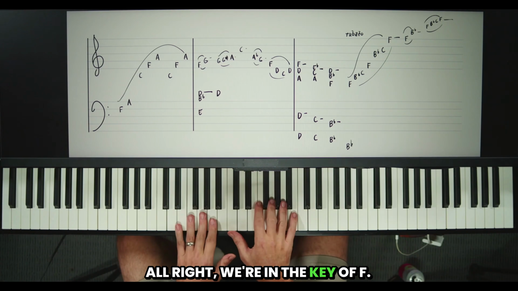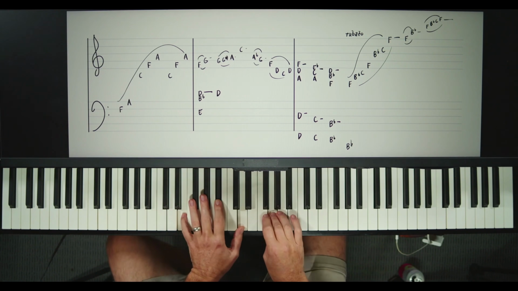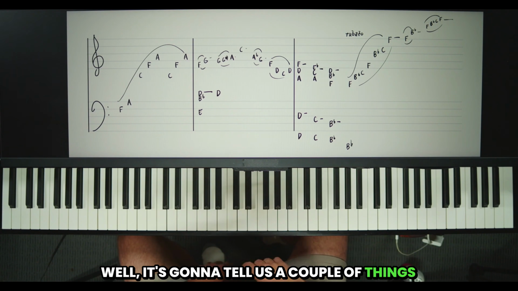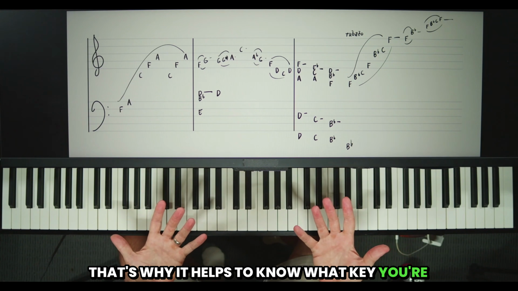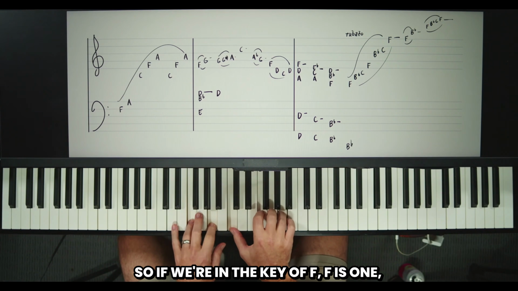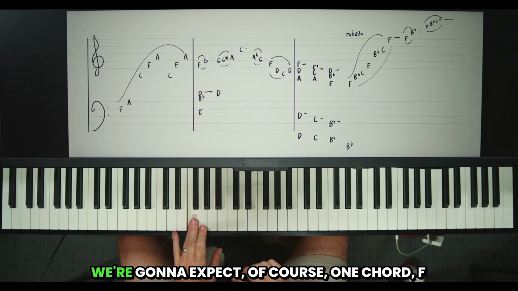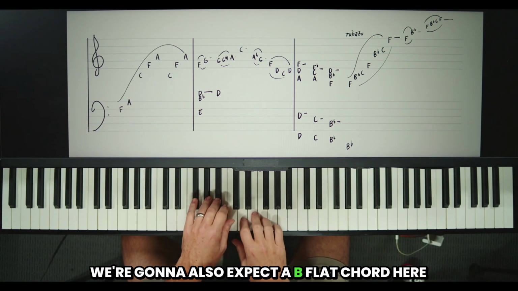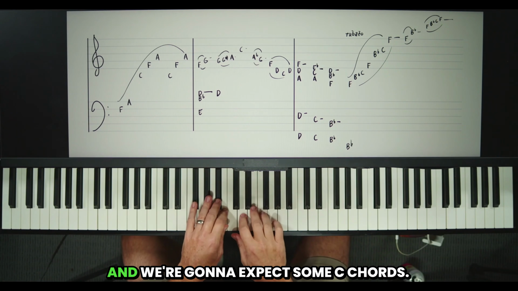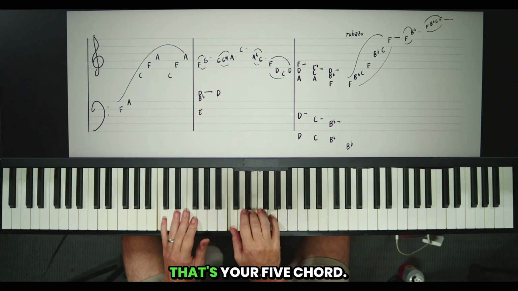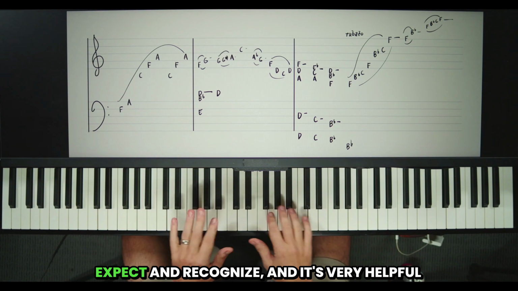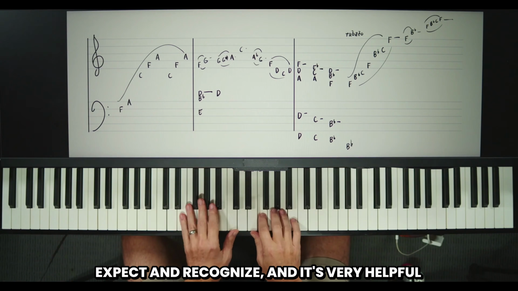Let's get going. All right, we're in the key of F. Now, what does that mean, if we're in the key of F? Well, it's going to tell us a couple of things to expect. That's why it helps to know what key you're in. So if we're in the key of F, F is 1, it's the 1 chord. We're going to expect, of course, 1 chords, F chords, and we start with that. We're also going to expect a B flat chord here and there. There's one right there. And we're going to expect some C chords. That's your 5 chord in the key of F: C, E, G. We're going to have other chords, of course, but those are the primary ones we learn to expect and recognize, and it's very helpful when you're playing in this key.